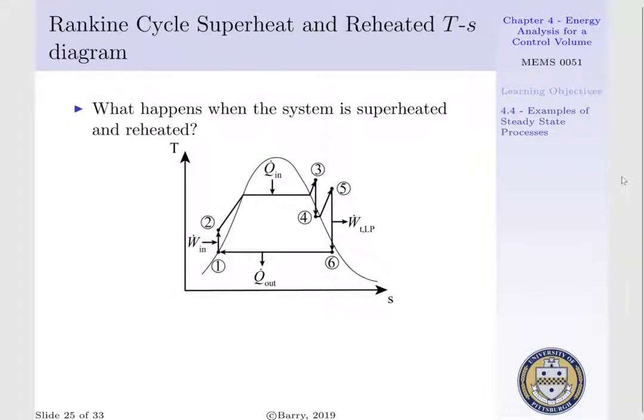So from state 4 to state 5 is an additional heat input process. Then from 5 to 6, we have work of our low-pressure turbine. And then from state 6 to 1, we reject heat, as has been done previously.